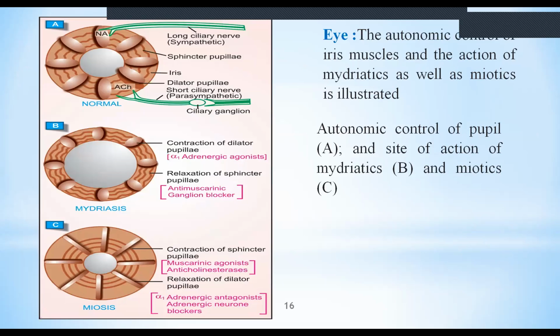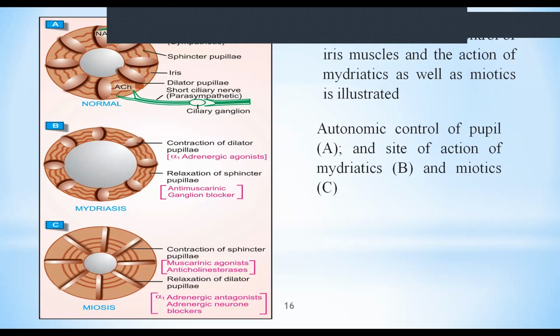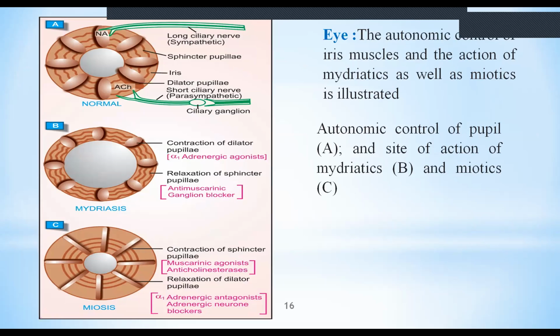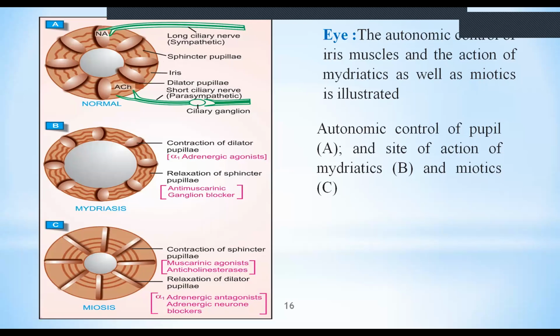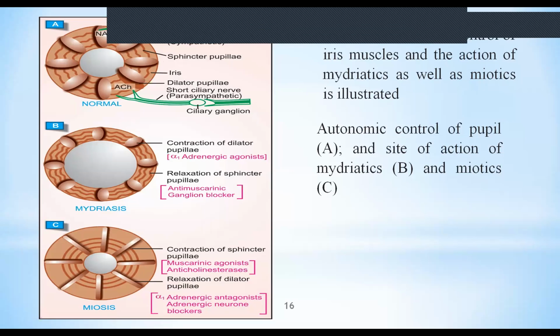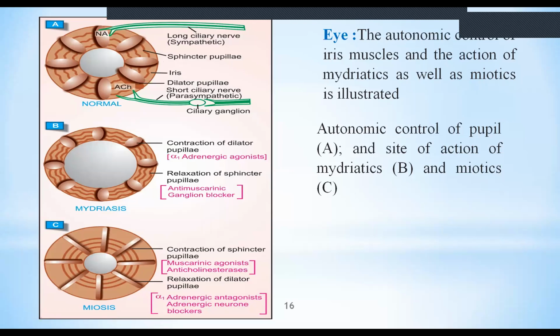And here you can see the effect of atropine on the eye. The autonomic control of the iris muscle and the action of mydriatics as well as miotics is illustrated in the left side figure. Normally, acetylcholine acts on the circular smooth muscles, the dilator pupillae and short ciliary nerve. It acts on the ciliary ganglion, and the long ciliary nerve is sympathetic in nature, and also the sphincter pupillae. And this is the iris.